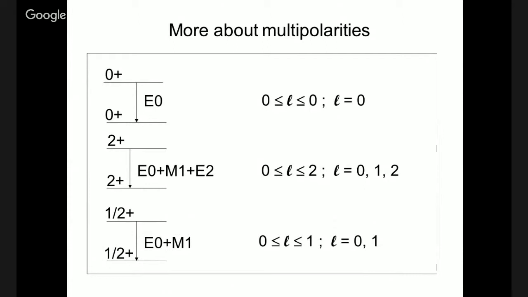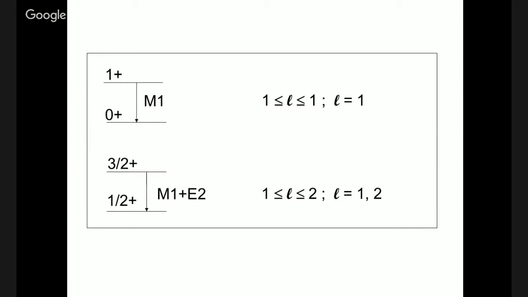Is that right? Please go ahead. Yes, you're doing the job. Here you don't have photons, you have electrons. For 2 plus, here you have electrons and photons. The angular momentum L is between the sum and the difference. 1/2 to 1/2, the same thing, is E0 plus M1. Here is M1 only. 1 plus to 0 plus gives you M1. It's between 1 and 1, L equals 1. And 3/2 to 1/2 is definitely M1 plus E2. It's not pure M1.